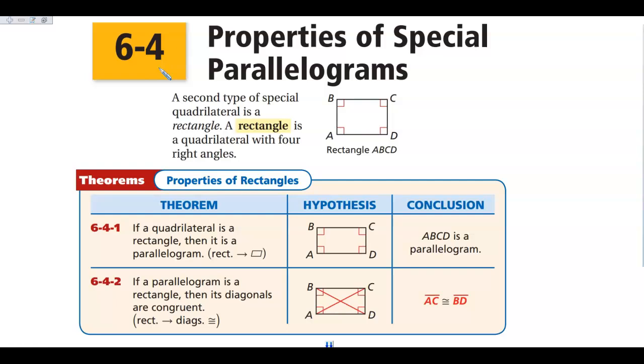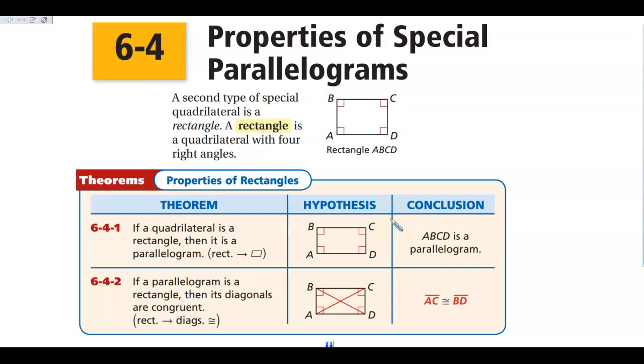Okay, so with a rectangle, a rectangle is a parallelogram that has four right angles. So the definition of our rectangle, it's a quadrilateral with four right angles. We know it's a parallelogram because opposite angles are congruent, consecutive angles are supplementary. So we have a parallelogram with four right angles. That means it will have all of the parallelogram properties.